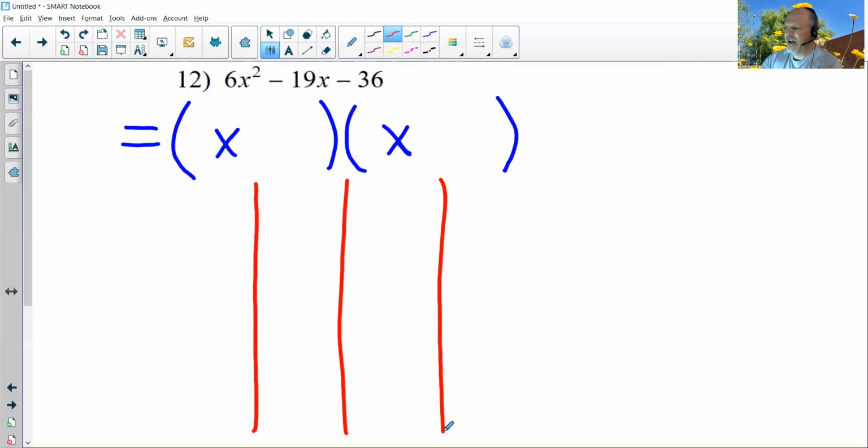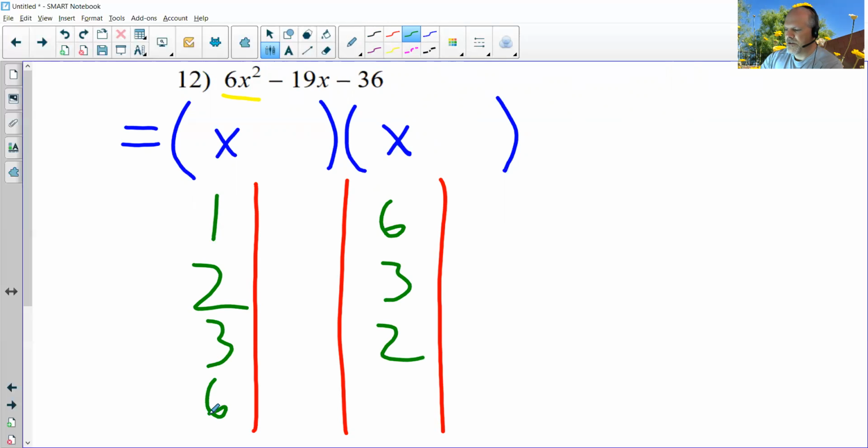So I need factors of 6. The factors of 6 are 1 times 6, 2 times 3, 3 times 2, and 6 times 1. So those are the possible numbers that could go before X in first times first. Now I need factors of 36. Again, ignore the signs until later. We'll figure those out when we're done.